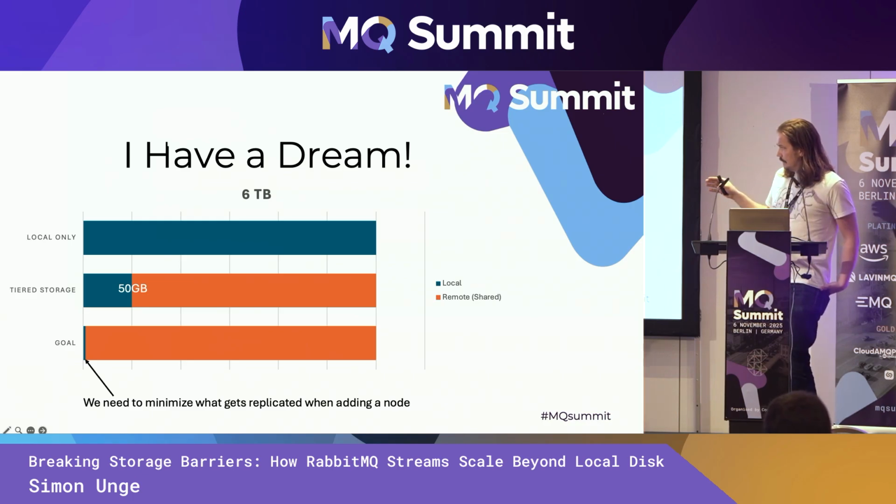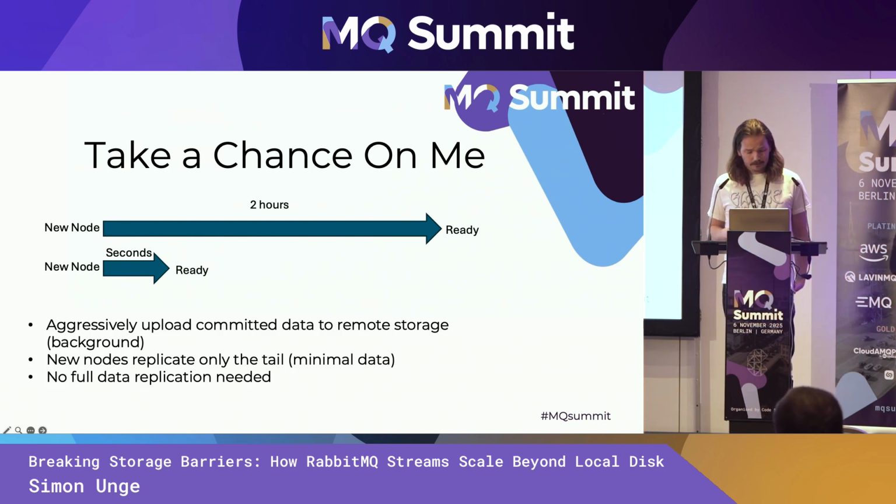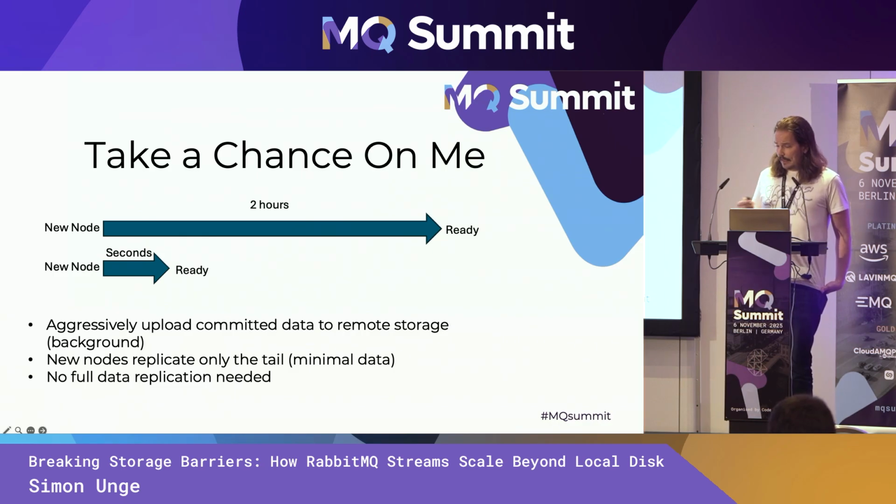So we want to get to the lower point of this little graph here, where we minimize what gets replicated when we add a node. And we can't solve the replication speed, right? The 6 terabytes of data needs to be replicated, and the network is going to be the bottleneck here. We can't make that faster. There's no magic bullet to fix that. So instead, we need to solve what we replicate, and what we want to replicate is as little as possible.